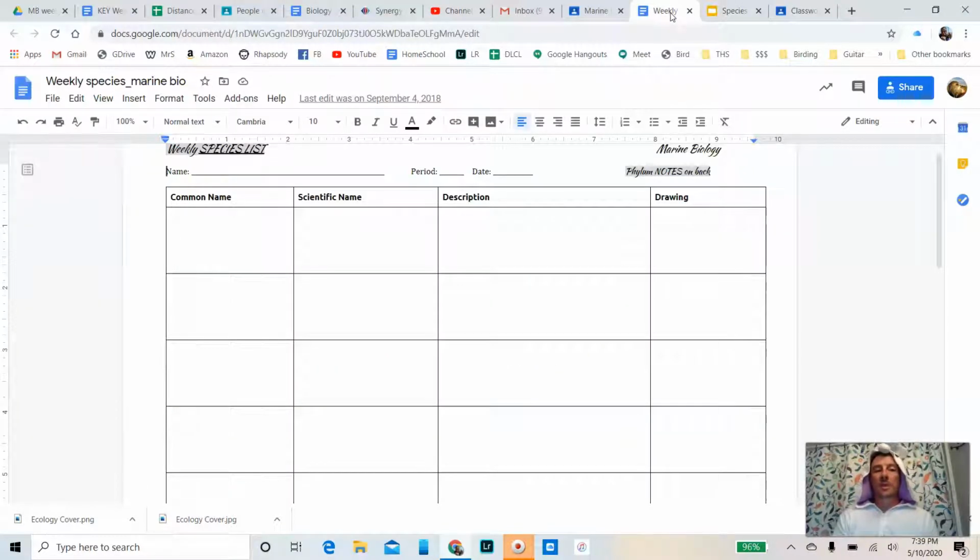In covering the species list, normally I would have a printout of this to give you. Since we don't have that, I will post this on Google Classroom, and you can fill in the information here: the common name, the scientific name, and the description of each. And I'm going to want a drawing of each species as well. If you don't have a printer and can't print this, feel free to recreate this sheet on a blank piece of paper, a piece of notebook paper, however you want to do it.